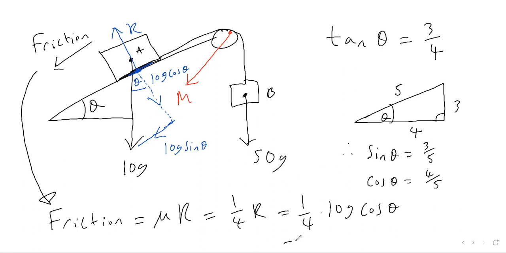So we know that our friction is going to be a quarter of 10. Well, that's going to be 2.5. So that's going to be 5/2. So 5/2 g, and then times cos theta, which is 4/5. So 2.5 times 4/5 will actually give you 2. The 5s cancel out, 4 divided by 2 is 2. So you get 2g. So the friction force is 2g newtons.